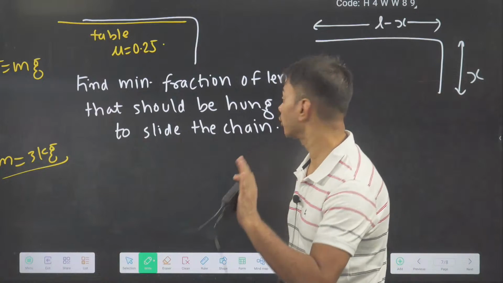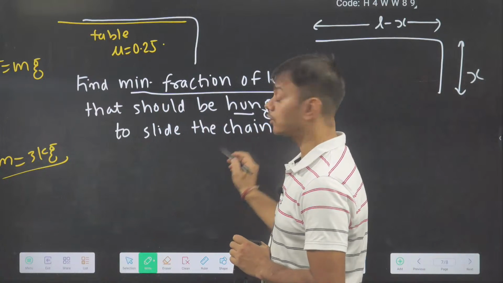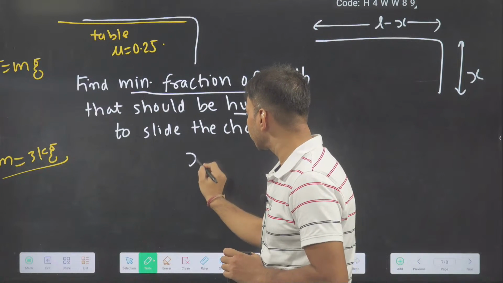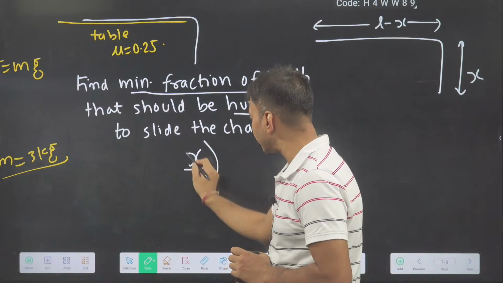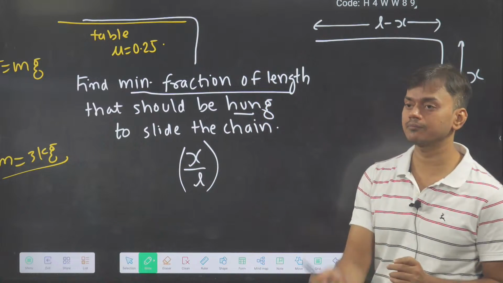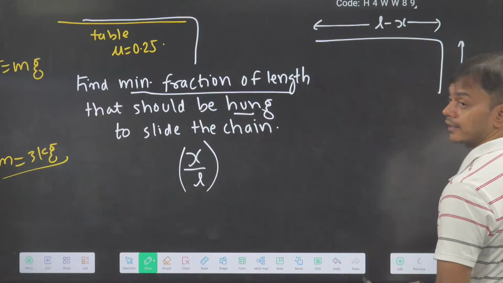What they're asking, first of all, is the minimum fraction of length that should be hanging. The hanging length is x, the total length is L, so the fraction of length hanging is x upon L. They are asking you x upon L. Fraction means your length upon total length. So that is what they are asking you.